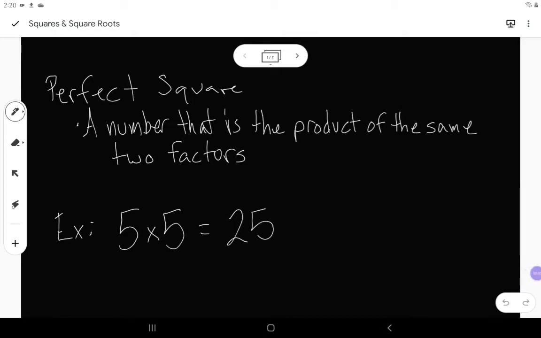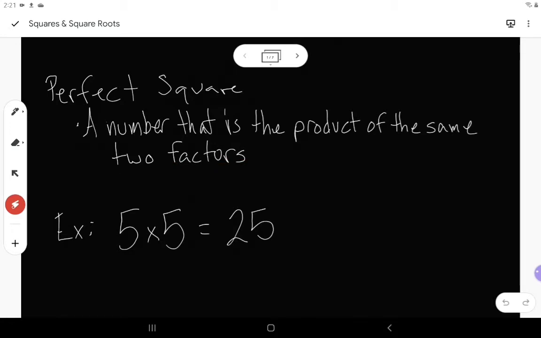Alright, in this video I'm going to be talking about squares and square roots. So the first thing I want to bring up is this idea of a perfect square, because we just love it when everything is perfect. So a perfect square is a number that is the product of the same two factors. So remember, product means answer to a multiplication. And the two factors are the things multiplying each other, okay?